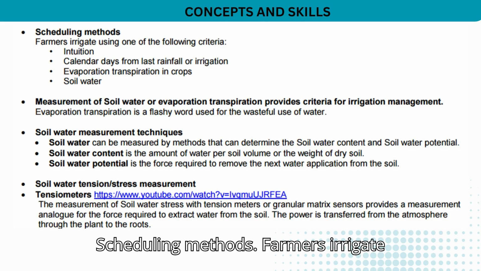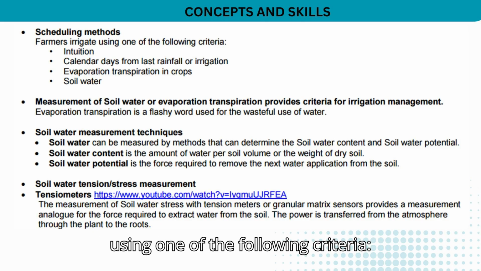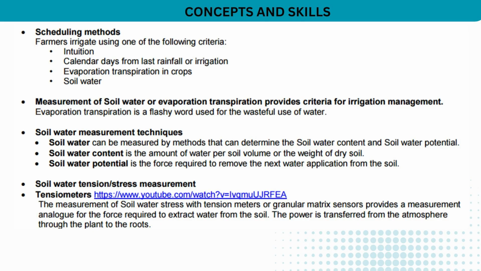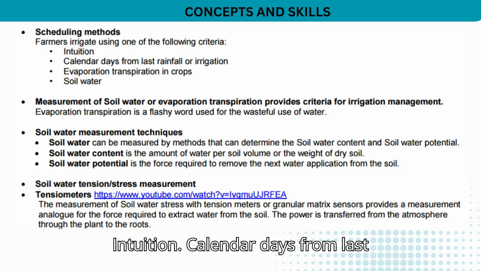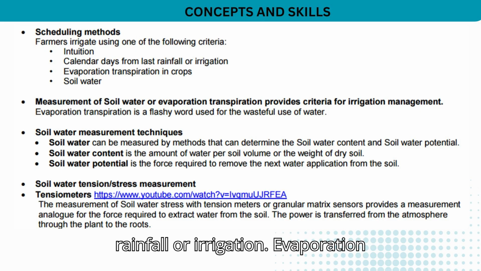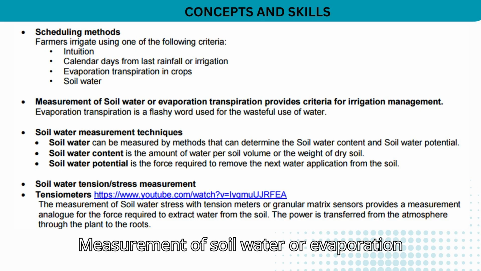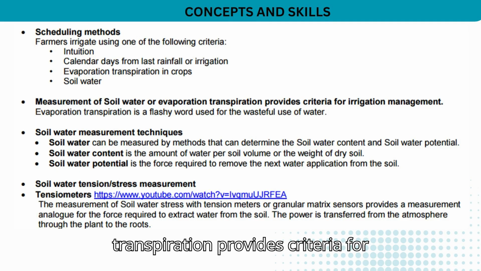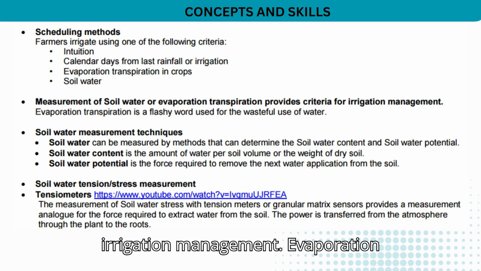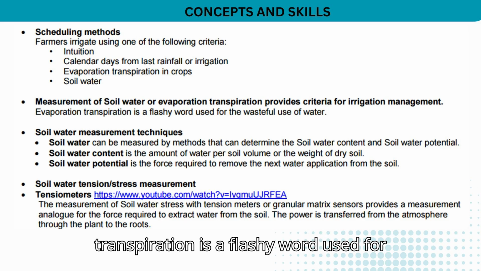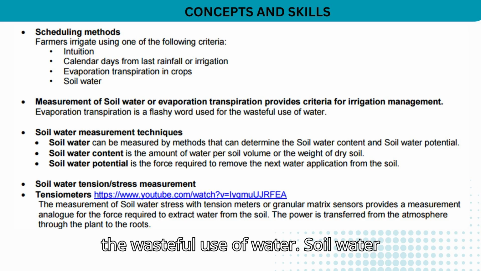Scheduling methods. Farmers irrigate using one of the following criteria: intuition, calendar days from last rainfall or irrigation, evaporation transpiration in crops, soil water. Measurement of soil water or evaporation transpiration provides criteria for irrigation management. Evaporation transpiration is a flashy word used for the wasteful use of water.